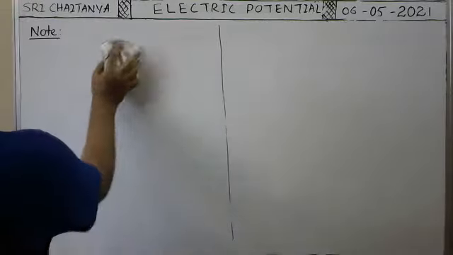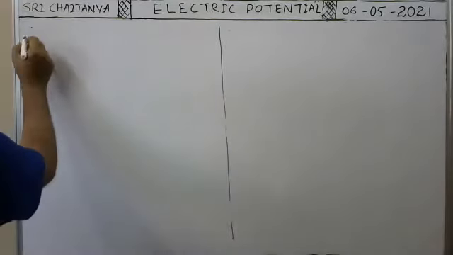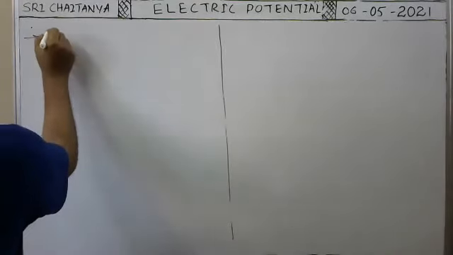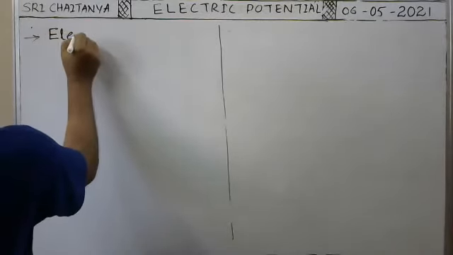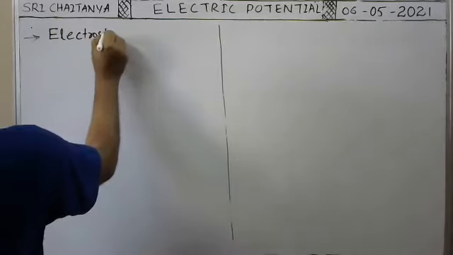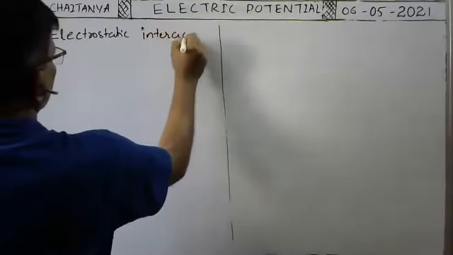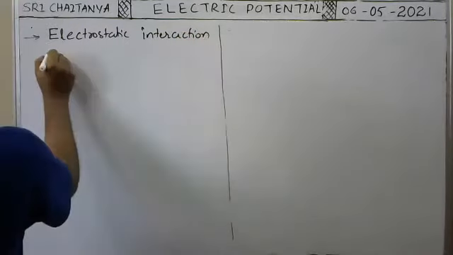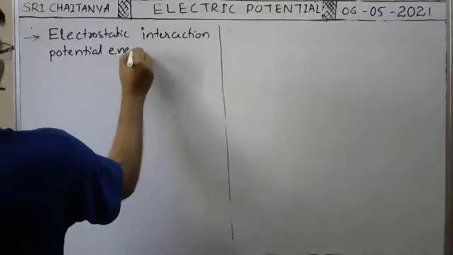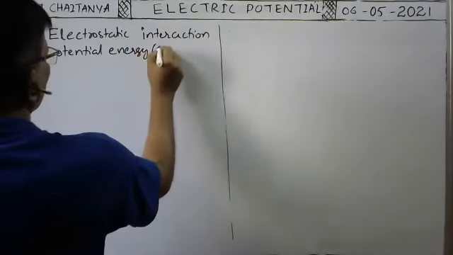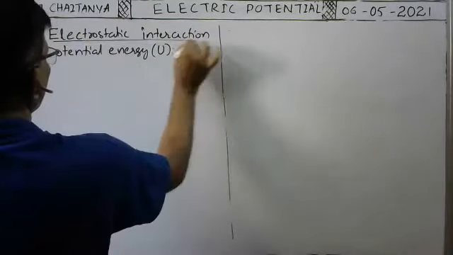electric interaction potential energy. Next side heading. Electrostatic interaction potential energy. U interaction. Okay, U means U interaction.